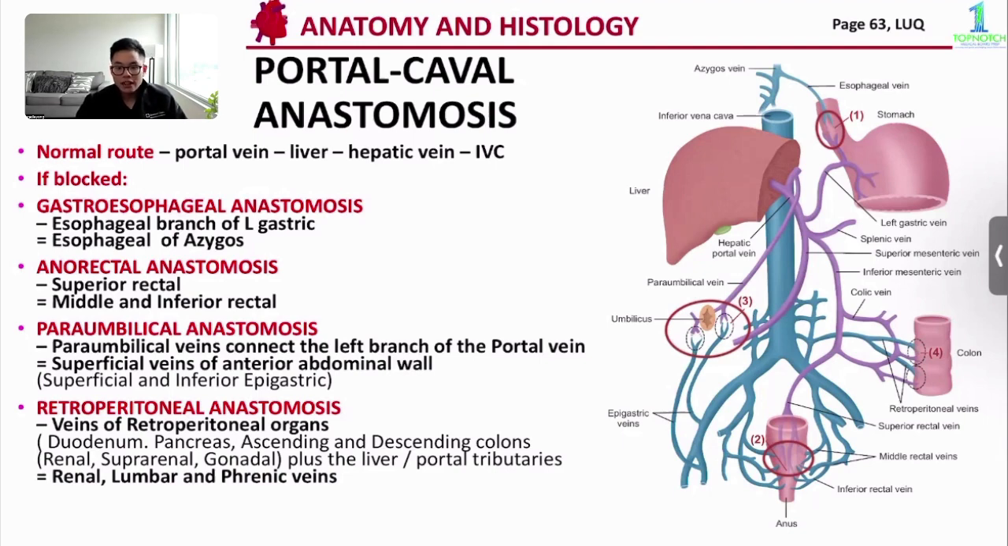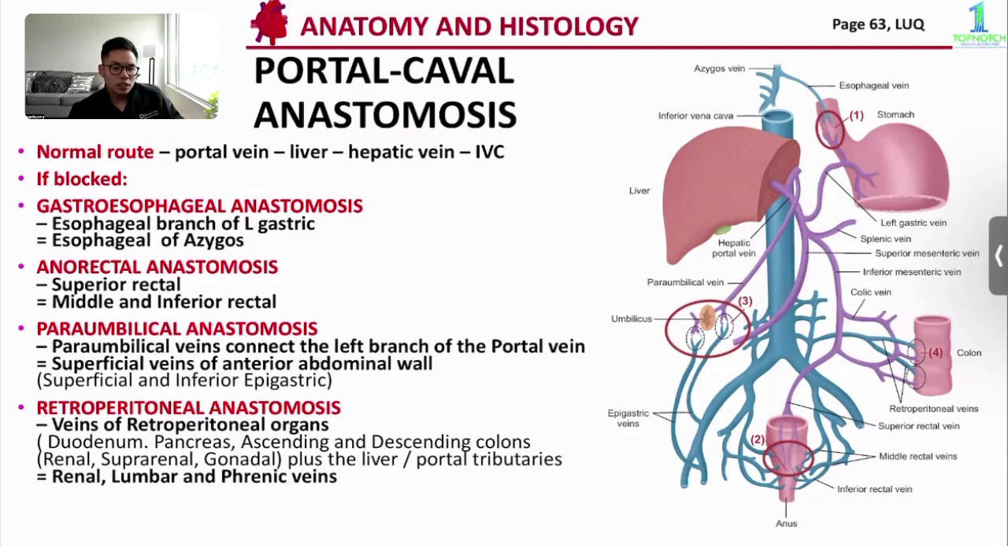And then you also have the anorectal anastomosis, which is the superior rectal that I was talking about, that is above the pectinate line, and then the middle and inferior rectal below it, but it's an anatomical anorectal anastomosis that can produce hemorrhoidal protrusions in your anal canal. You also have the paraumbilical anastomosis, which is from the veins of the anterior abdominal wall. And I believe this is the Medusa head that you are able to see in some patients who are in the later stage of their liver disease.